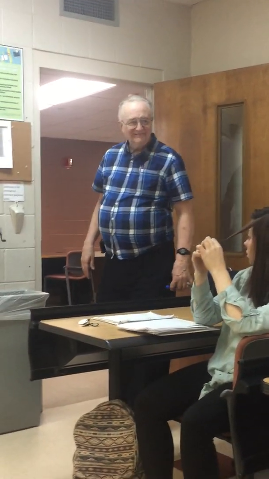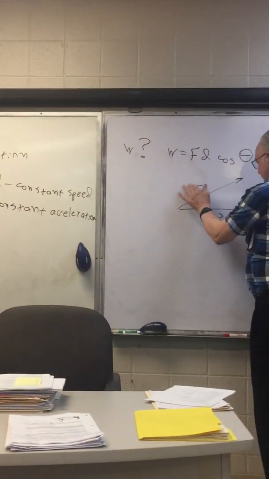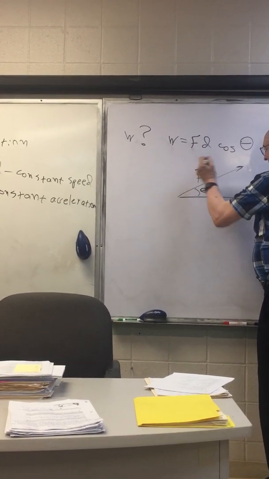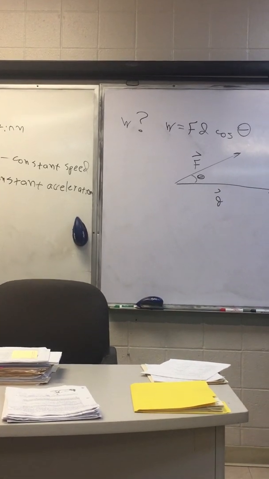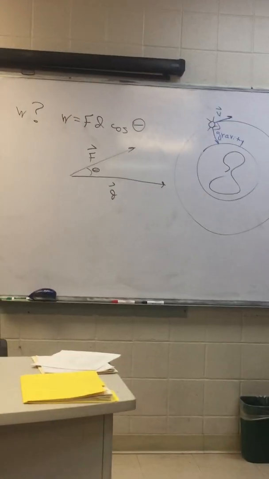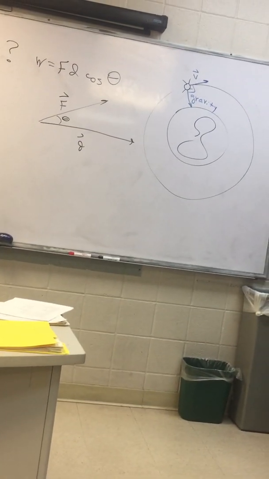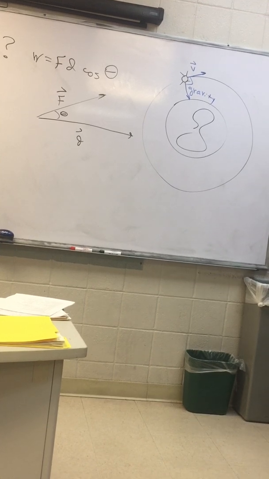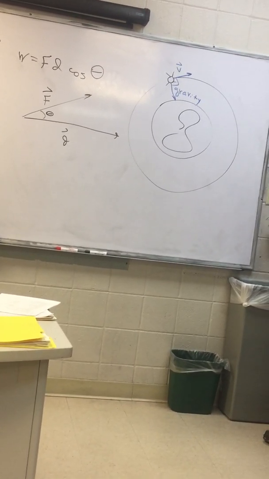I had a question. Yes. The symbol above your force and your displacement. They're supposed to be arrows. Okay, so they're directional. This is to indicate a vector. The force is a vector, the displacement is a vector. But work is a scalar, interestingly enough, even though the two quantities you multiply are vectors.